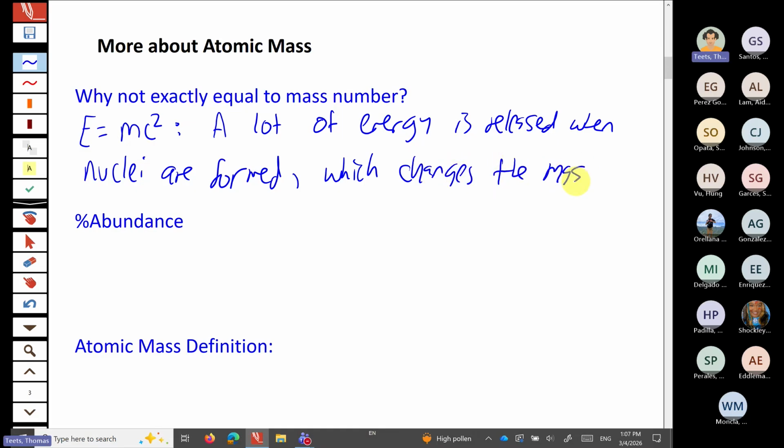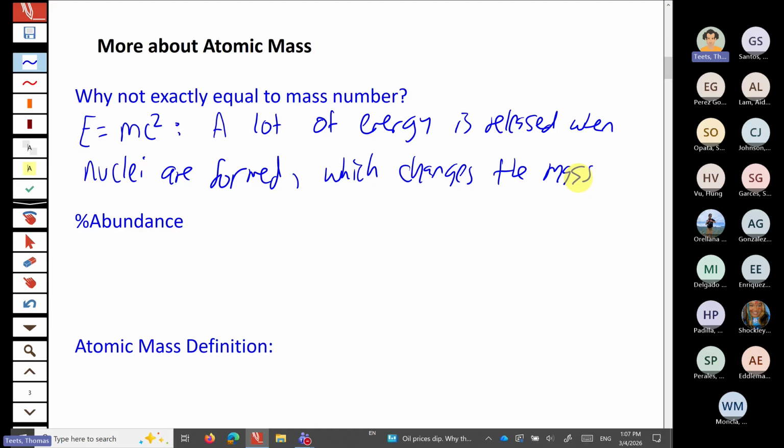All right, and so again, you don't need to worry about that explanation too much, but you should be aware that the mass number, which is a whole number, the sum of protons and neutrons, while close to the atomic mass for most isotopes, is not going to be identical to that because of E equals mc squared.